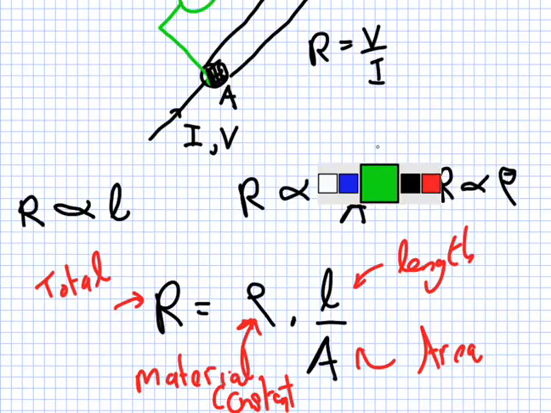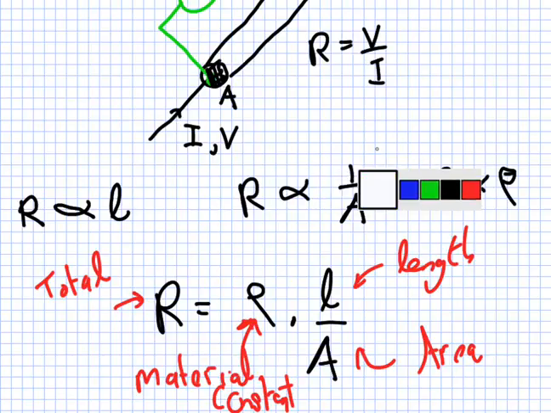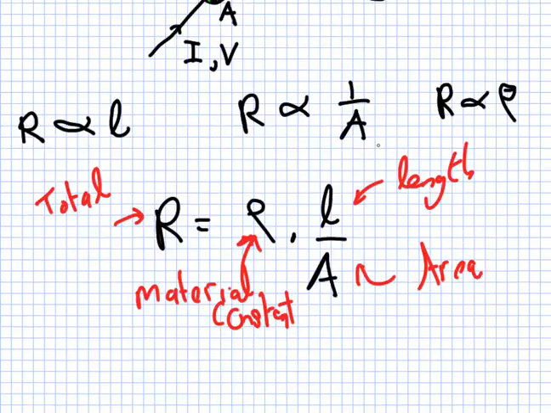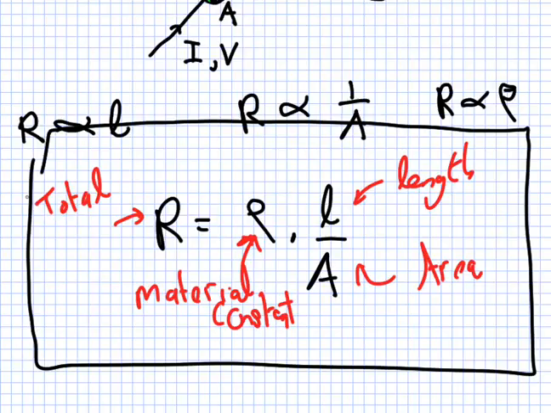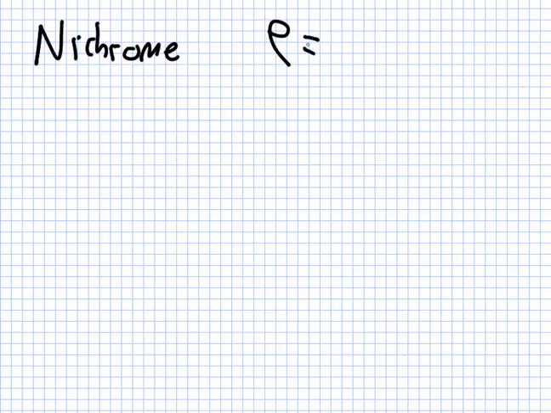So let's have a look at an example. Okay. Can I scroll down now? So this is the formula which you need. Okay. So something like nichrome. This has a resistivity constant of, let me get it here.